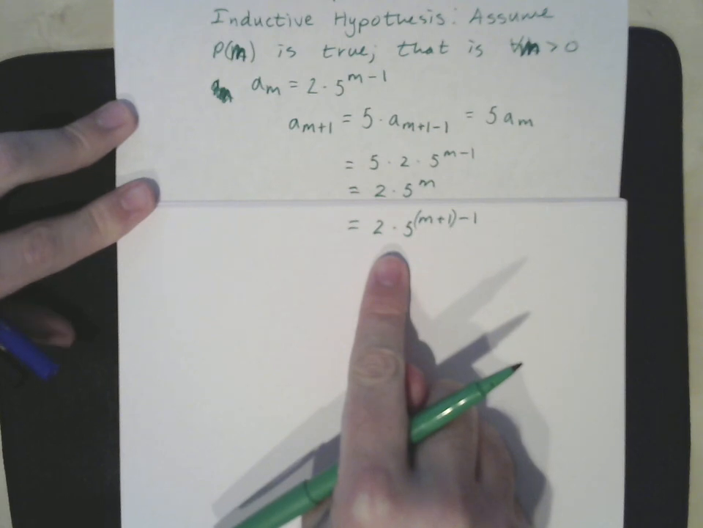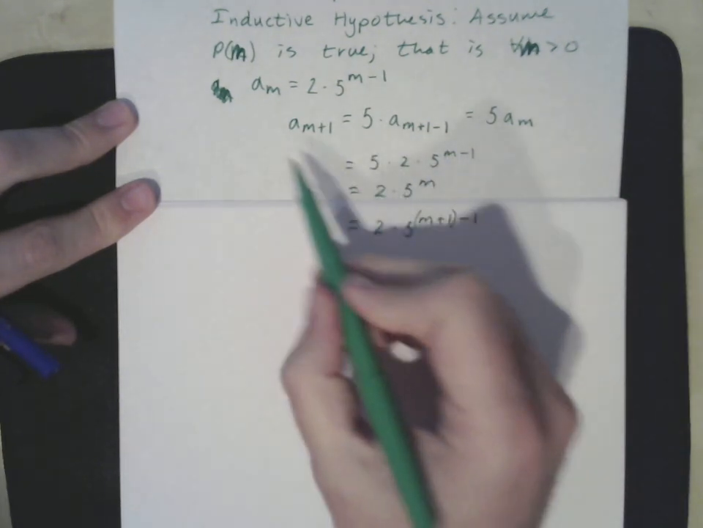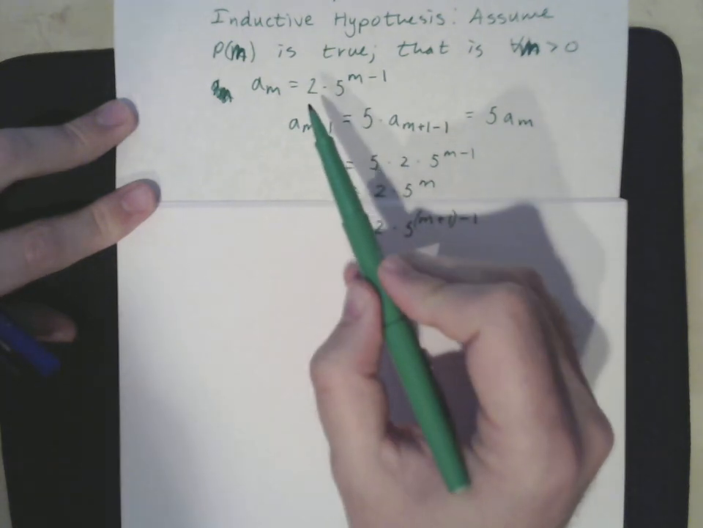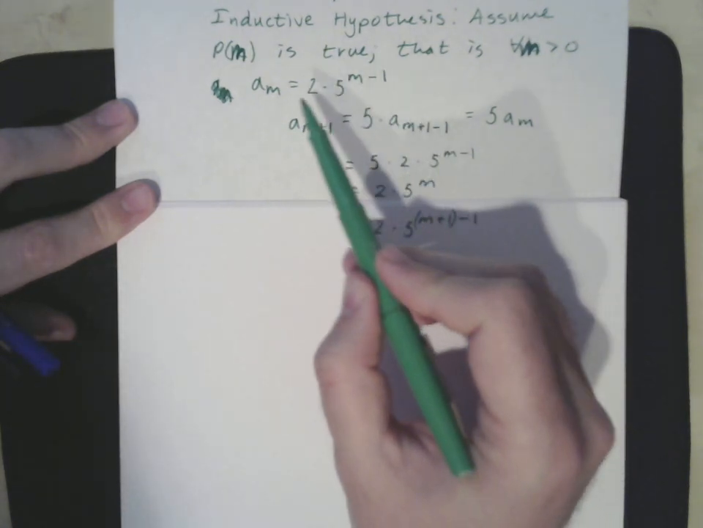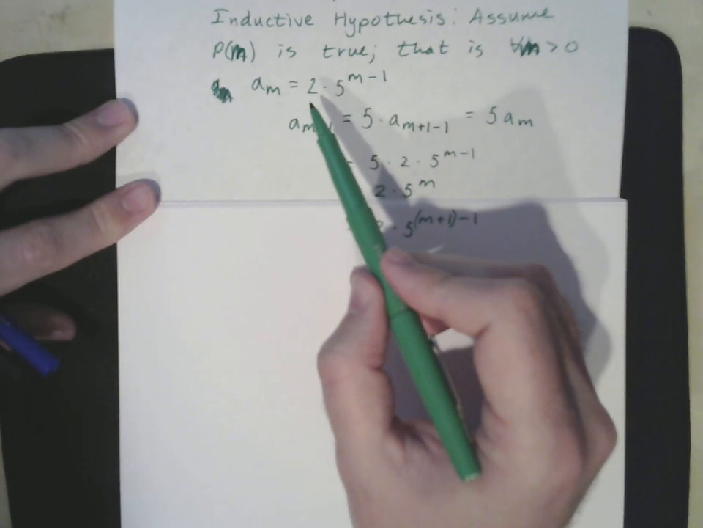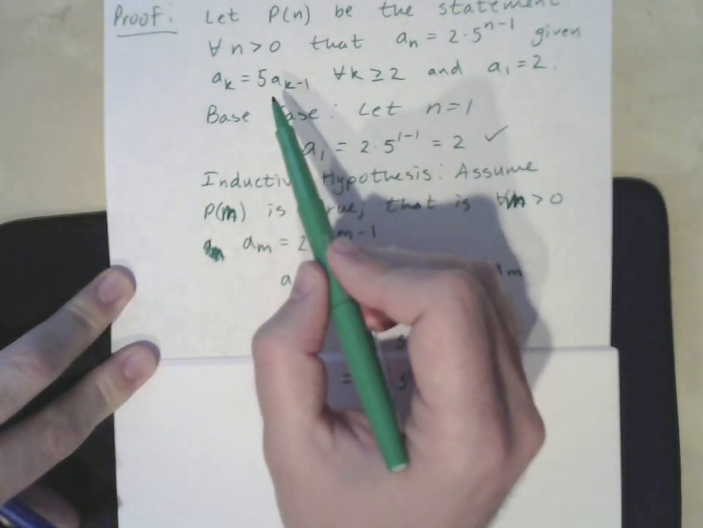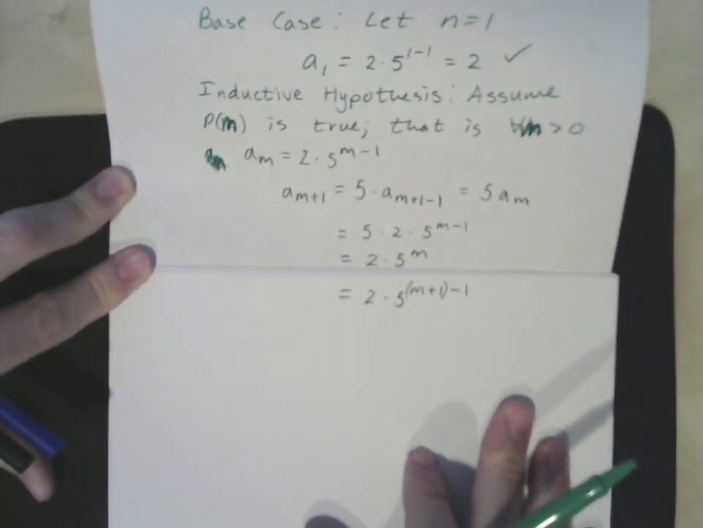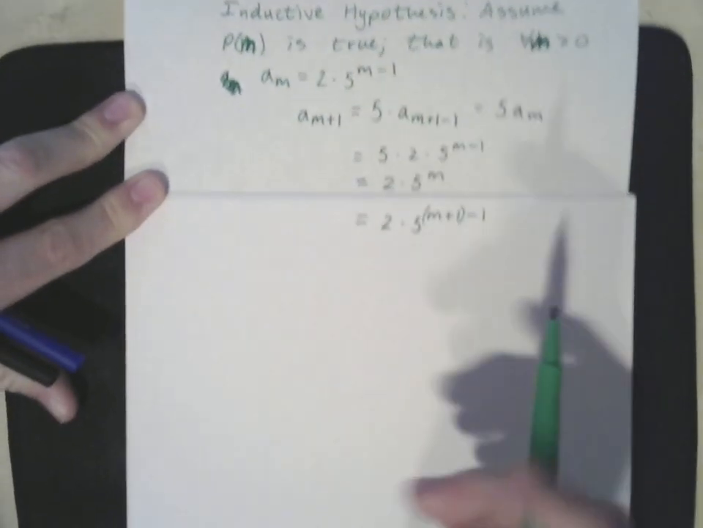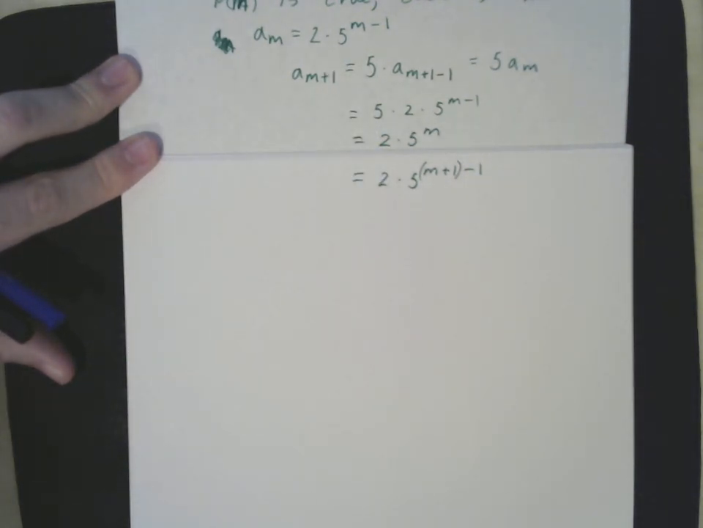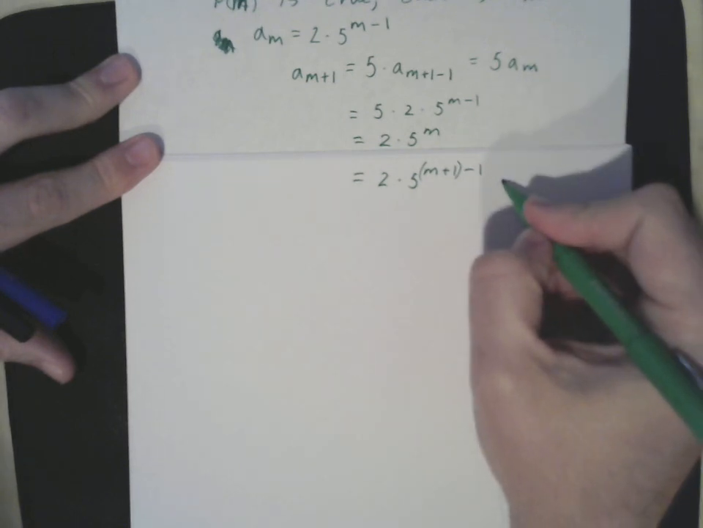And now we have our result. That's what we wanted. Now the trick here and the thing that we have to make sure we understand is that when you start your a sub m plus 1, you can't plug it into this because this is P of m plus 1. So you have to plug it into the original recursive definition and show that you can turn it into the form that we desired, our new definition, 2 times 5 to the m minus 1. But that's what we wanted.